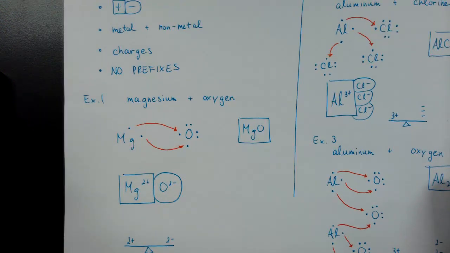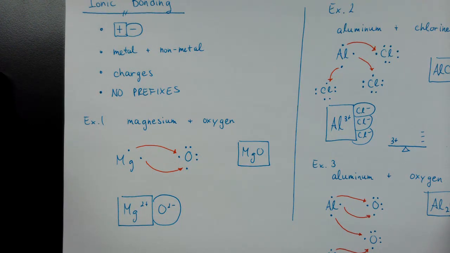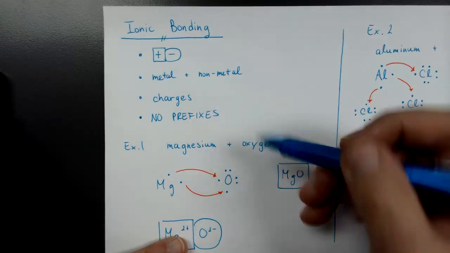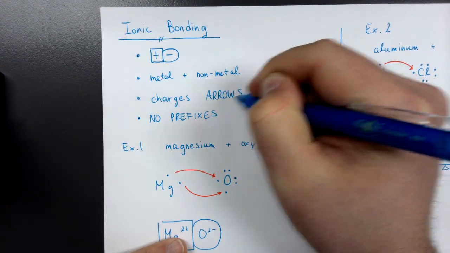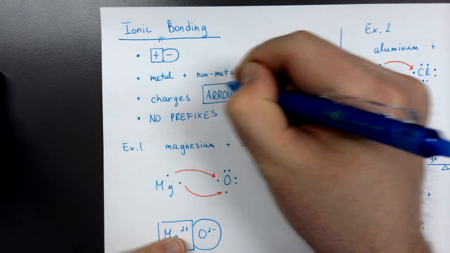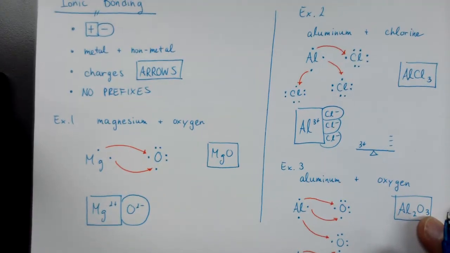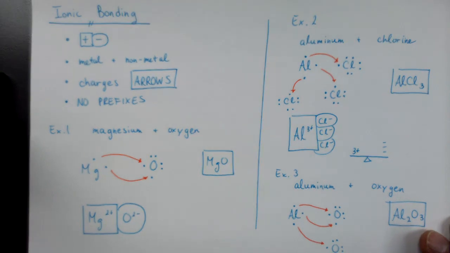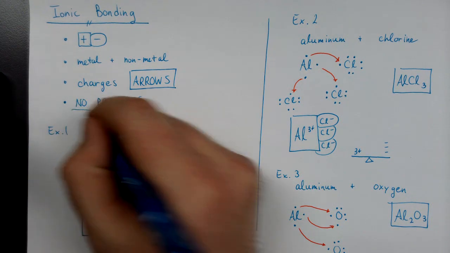Okay, so a couple things are important here. First of all, when we're doing these, the charges should mean that on my Lewis dot diagrams, I have arrows. The reason I need arrows is to show that the electrons are being transferred and not shared, like they will be in covalent bonding.